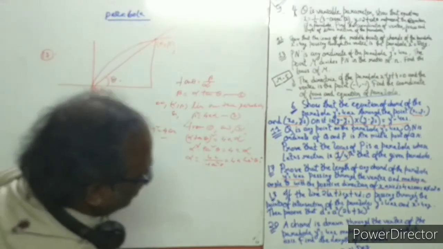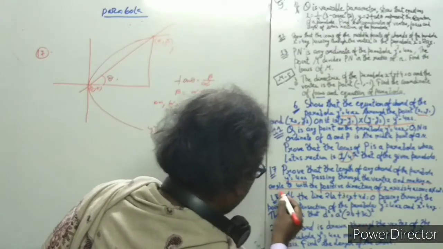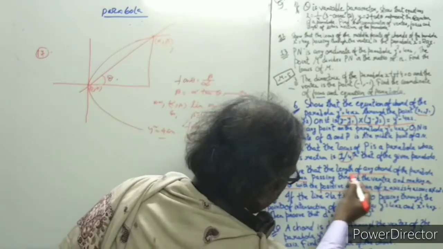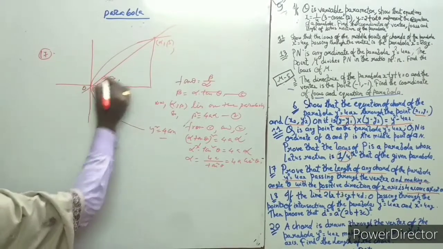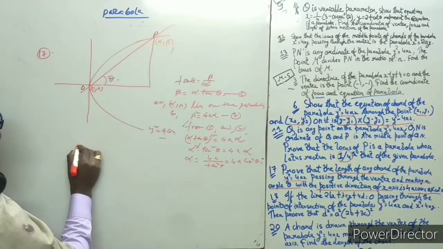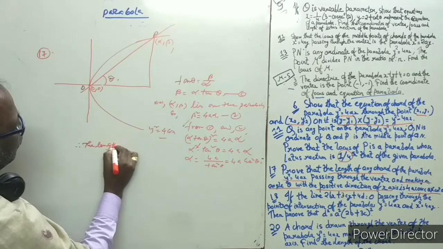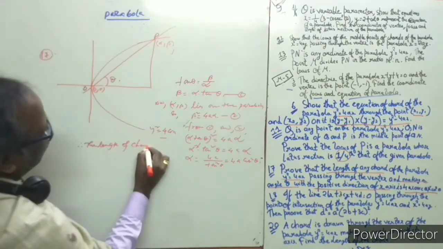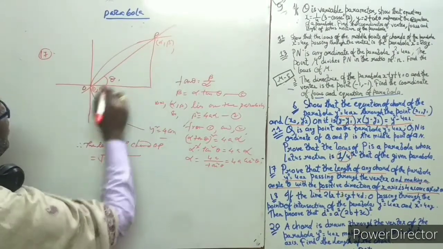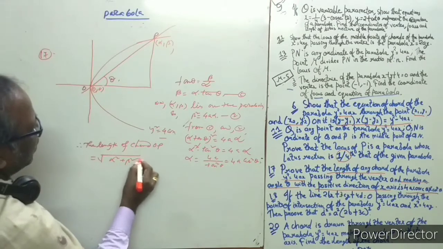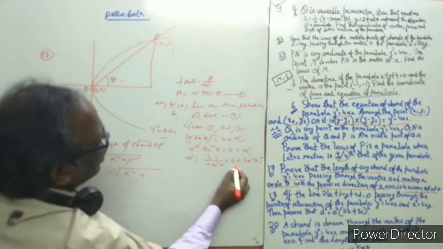Now find the length of the chord. Okay. Prove that the length of the chord, this is the length of the chord is your answer. Okay. Length of the chord, that is OP. So therefore chord OP is equal to root of alpha minus 0 whole square plus beta minus 0 whole square, and this is alpha square plus beta square.